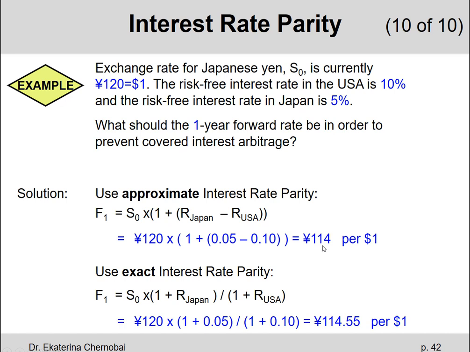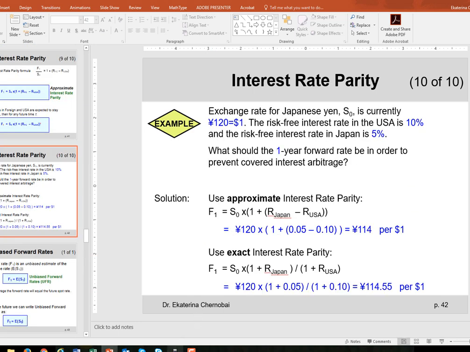I would say, it's always safer to use the exact interest rate parity because it gives you the true answer, the correct answer, whereas any approximate formulas give you a little bit of an error. By the way, the approximate interest rate parity can be used in the financial calculator. Let me bring it up.